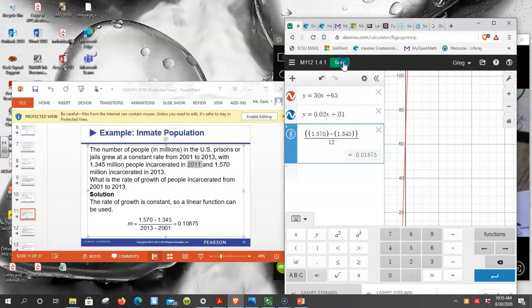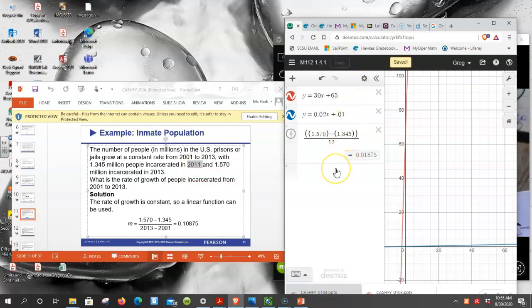So what's that saying? That's the rate of change. That's the slope. So I'm missing a zero also, aren't I? 1.570 minus 1.345 over 12. That's a mistake also. It should be 0.01875. That's a mistake, this is correct. All right. 0.01875. That's the amount of people, in millions, who are being incarcerated every year.